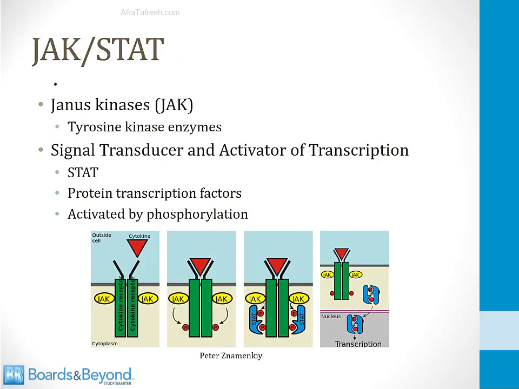The second signaling system we'll talk about is the JAK-STAT system. This system also involves tyrosine phosphorylation, but it works differently than the receptor tyrosine kinases. In this system, the receptor activates enzymes called Janus kinases, which are capable of phosphorylating tyrosine molecules. Therefore, they are an example of another tyrosine kinase enzyme.